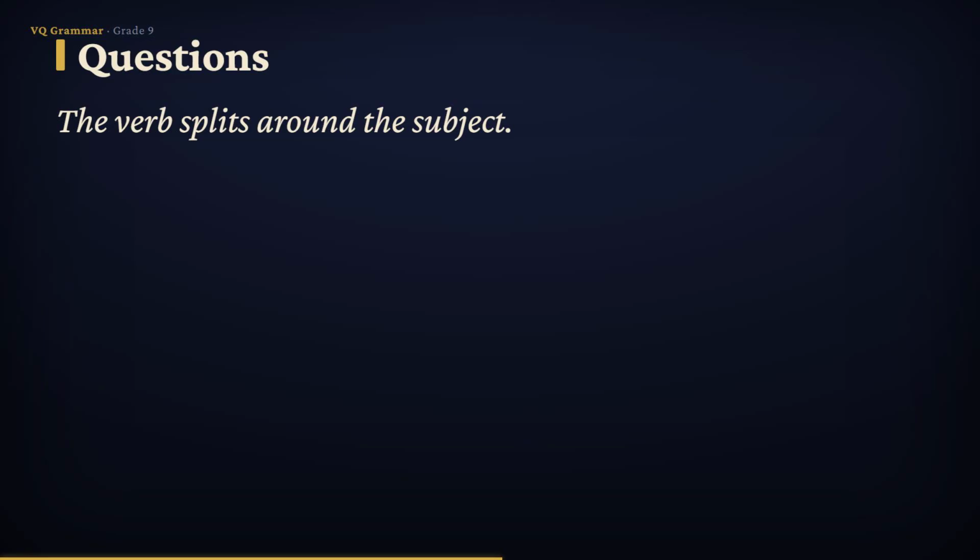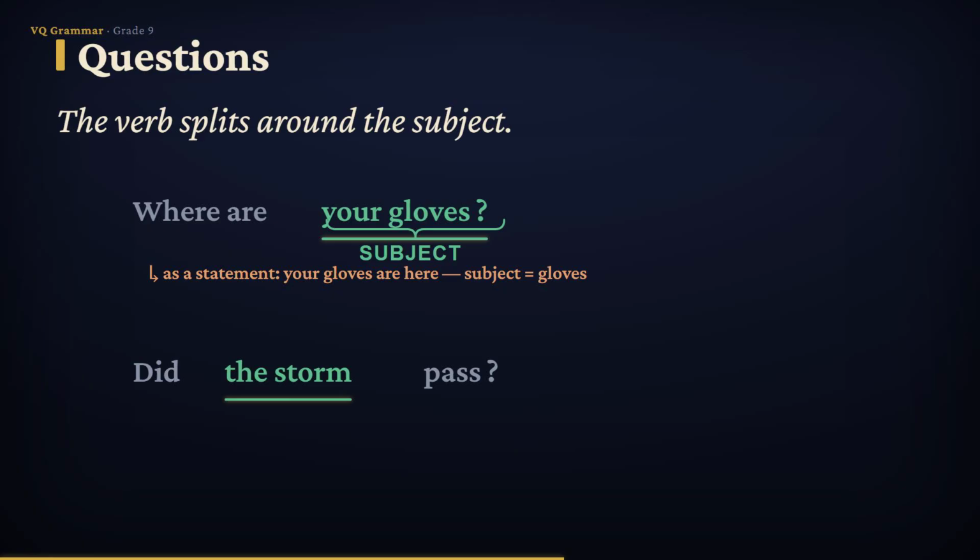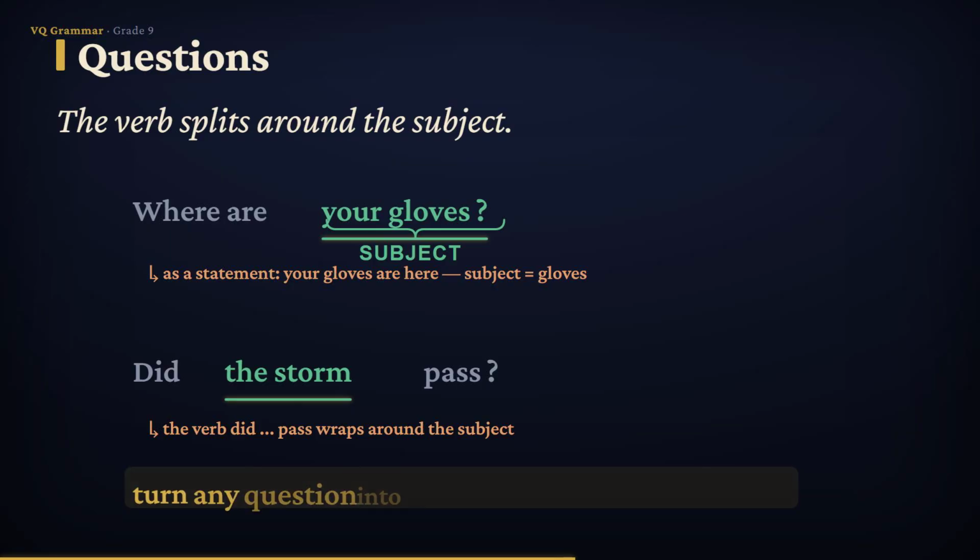Questions play the same game. In a question, the subject often follows the verb, or even splits it in two. Ask, where are your gloves? The word where is not the subject. Your gloves is. Turn it into a statement. Your gloves are here, and the subject jumps right out. Now watch a verb split apart. Did the storm pass? The verb is did pass, and the subject, the storm, sits right in the middle, wrapped inside the verb. Whenever a question puzzles you, turn any question into a statement to find its subject.